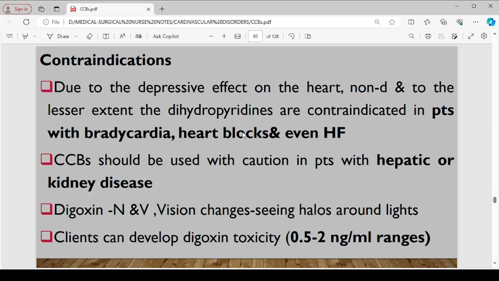Also, for those with concomitant use with digoxin, you have to monitor for signs such as nausea, vomiting, vision changes, seeing green and yellow halos around lights, okay? Because these patients can easily develop digoxin toxicity. Remember, the normal therapeutic range for digoxin is between 0.5 to 2 nanograms per mL, okay?